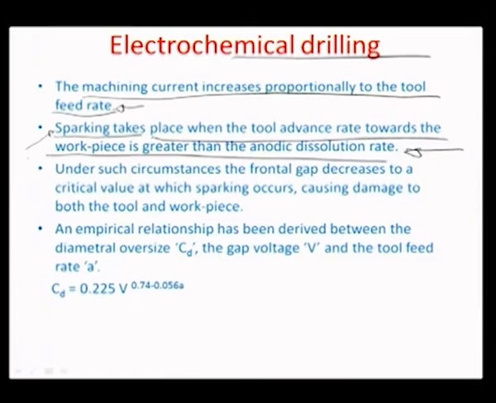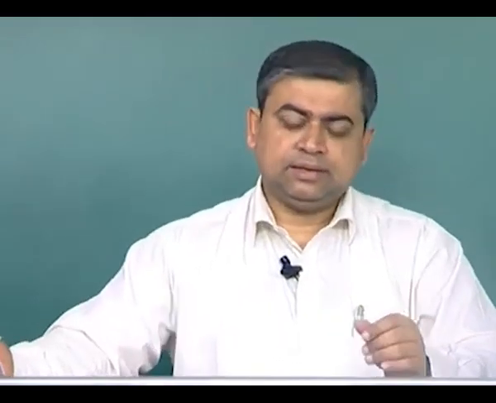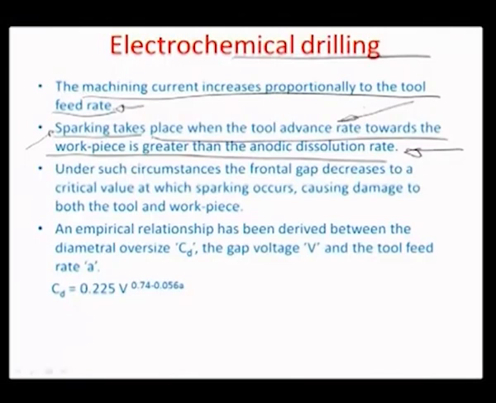And we should not go towards a higher tool advance rate, by the by, because the process is disturbed, and there is a huge amount of impact on the power source because of this sparking, and we should by and large avoid that in electrochemical machining. It can cause damage, particularly to the tool and the workpiece.